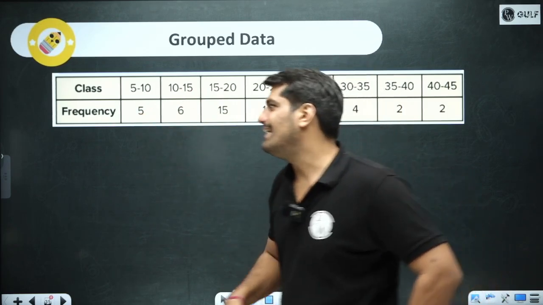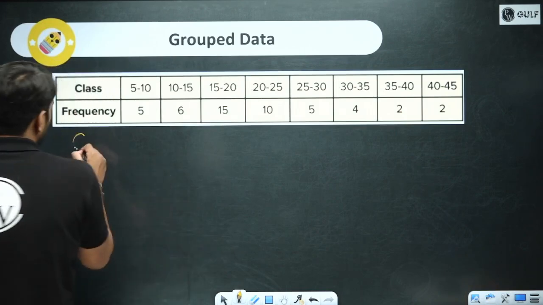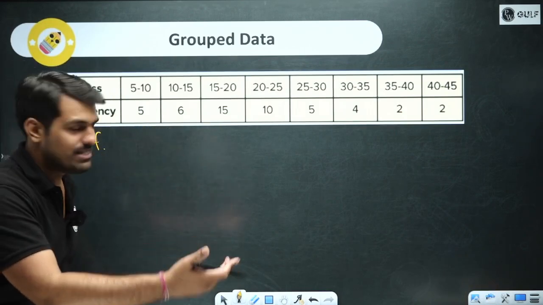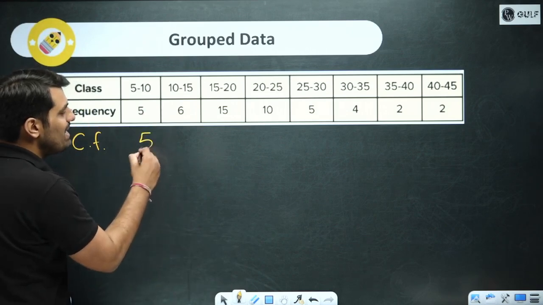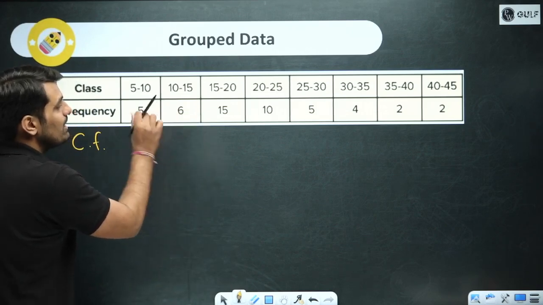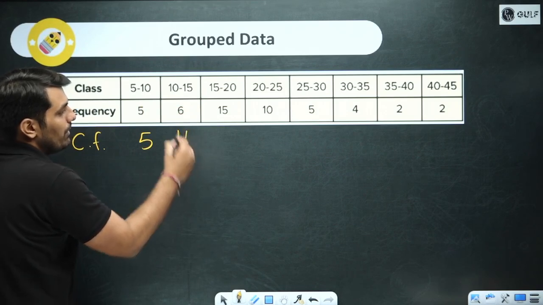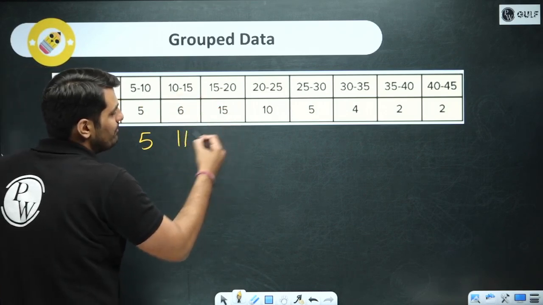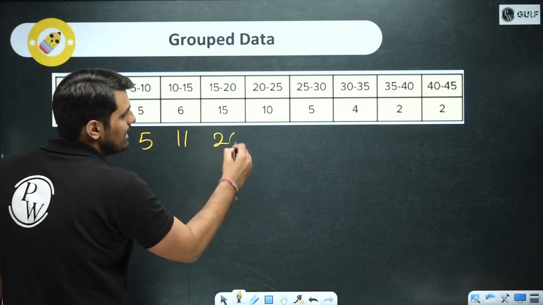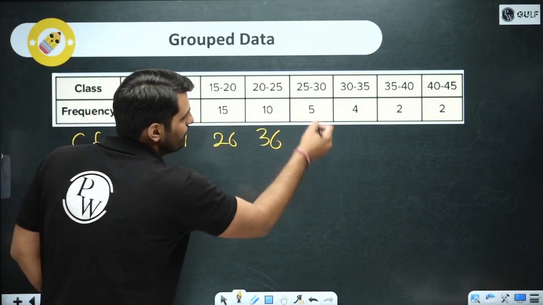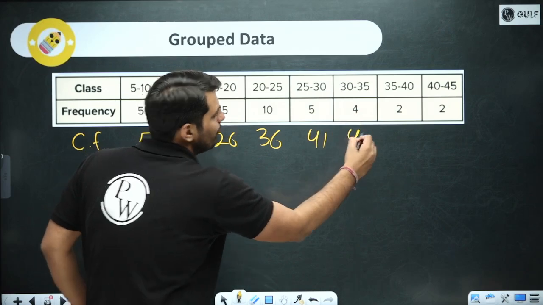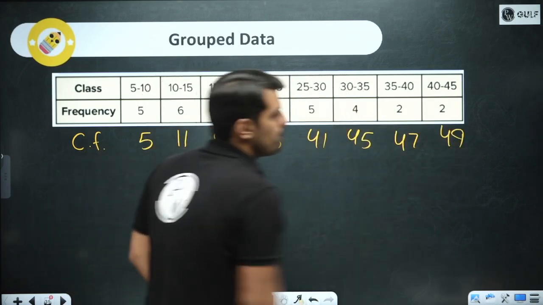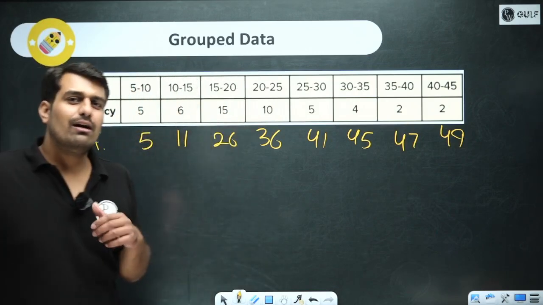And that is exactly what cumulative frequency is. Cumulative frequency is the addition of each and every successive frequency. For the first one, it will remain as it is. For the next one, 5 plus 6, 11. Next one, add 15 to the previous one: 11 plus 5, that means 16 plus 5, 26. Plus 10, 36. Plus 5, 41. Plus 4, 45. Plus 2, 47. Plus 2, 49.